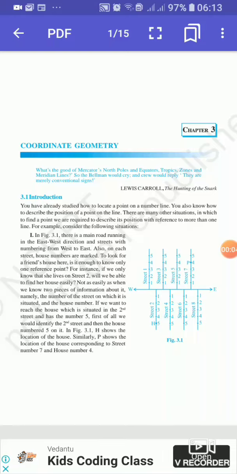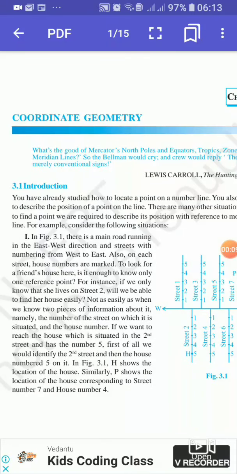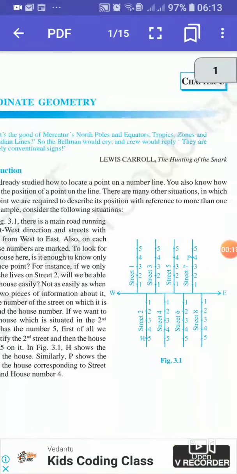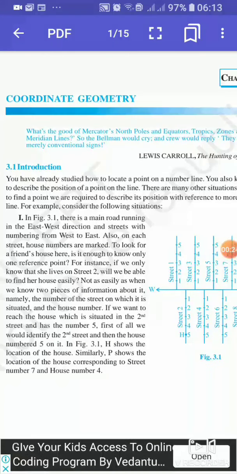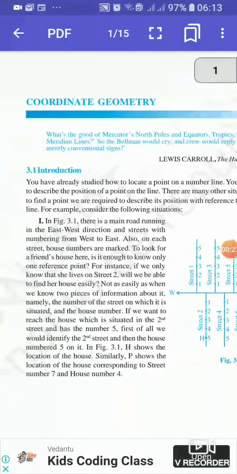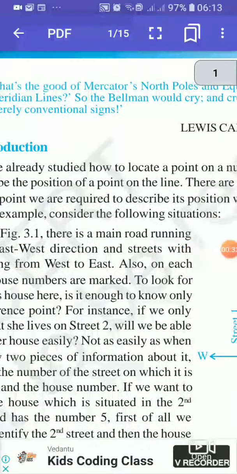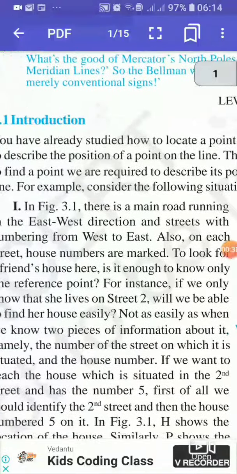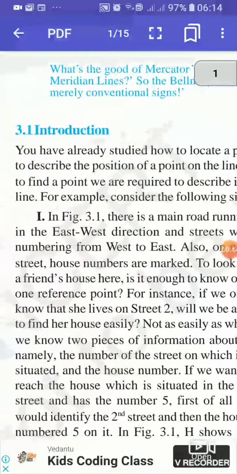Today I will tell you the introduction of coordinate geometry. You have already studied how to locate a point on a number line. You have studied this concept in your class 8. You also know how to describe the position of a point on the line. There are many other situations in which, to find a point, we are required to describe its position with reference to more than one line. For example, consider the following situation.